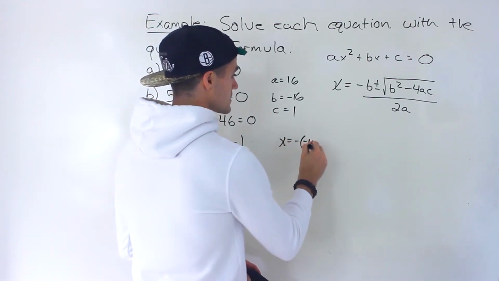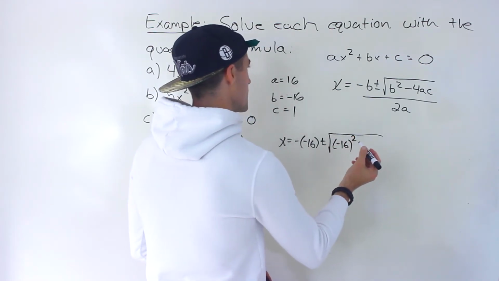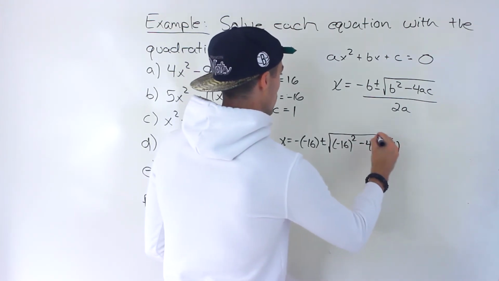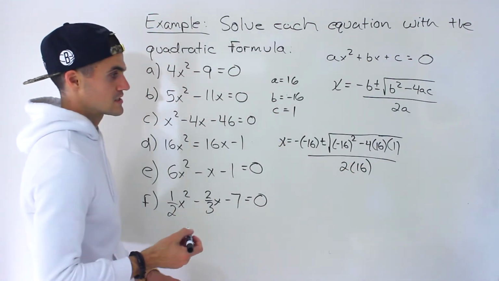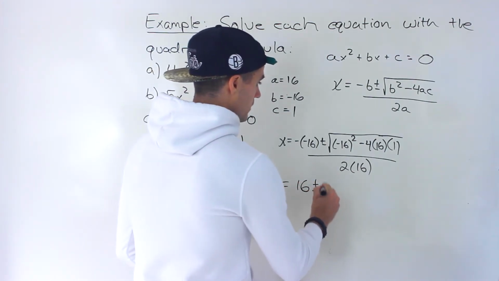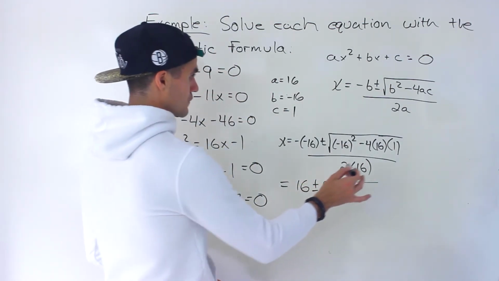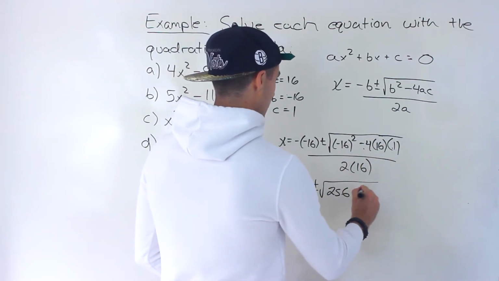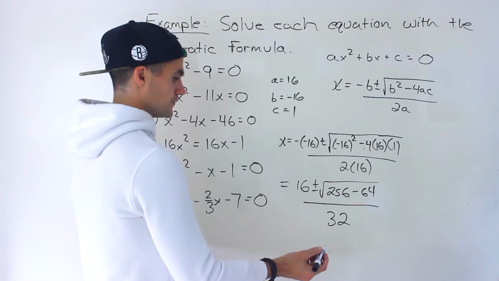x equals negative 16 plus or minus the square root of negative 16 squared minus 4 times the a value of 16 times the c value of 1. And that's going to be over 2 times that a value of 16. So when we simplify this, this would be 16 plus or minus the square root of 256, and then we'll have negative 4 times 16 times 1, which would give us negative 64. That's going to be all over 32.